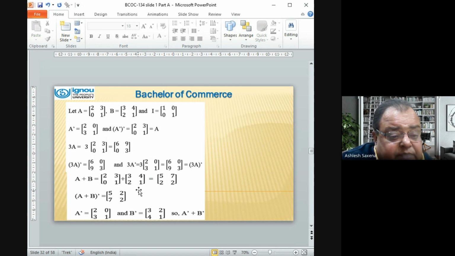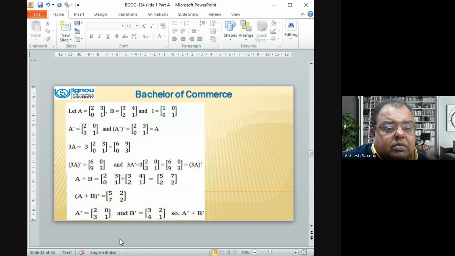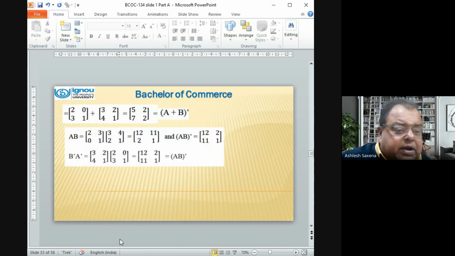Now A transpose plus B transpose. Take the transpose of A, that will be 2, 0, 3, 1. And B transpose will be 3, 2, 4, 1. Here it is. Then add them. It will be 5, 2, 7, 2. This has been done. Here it is, A plus B transpose.